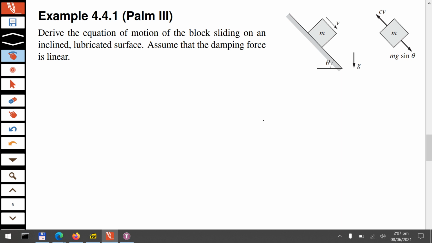The first example which involves damping elements is 4.4.1, and you see that you are asked to derive the equations of motion. In this kind of example, solve also comes, that solve those equations, but we are not solving anything in this course. So I ignore that, we are only writing down the equations.